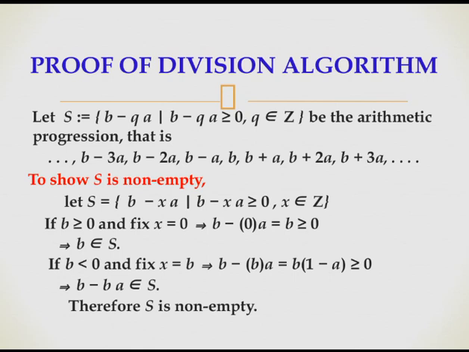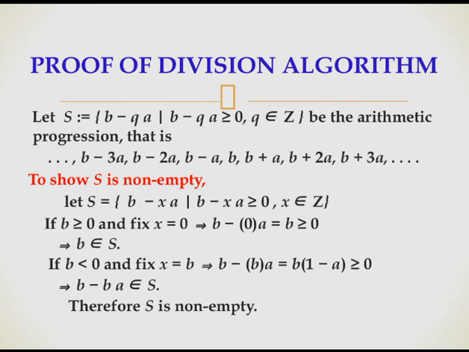Now, the proof of the division algorithm. From the above example, consider the set capital S equal to b minus aq such that b minus aq is greater than or equal to 0, q belongs to integers, which is an arithmetic progression. Now we have to prove that the set capital S is non-empty. Consider the set capital S equal to b minus x into a such that b minus x into a is greater than or equal to 0, x belongs to integers.